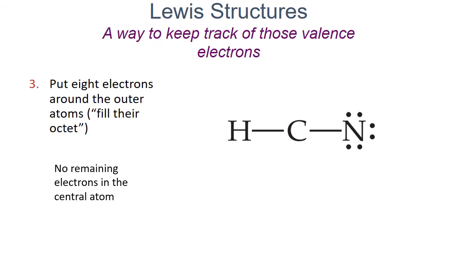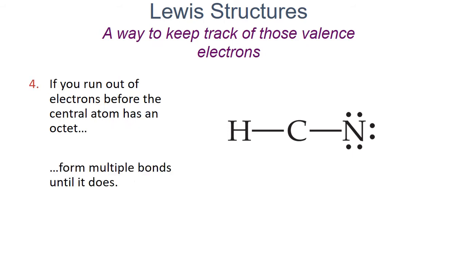Therefore, there are no remaining electrons to keep on the central atom. Now, around the carbon atom there are only 4 electrons, 4 bonding electrons only. Therefore, the central atom has still not achieved an octet. So you have to keep multiple bonds until the central atom becomes an octet.